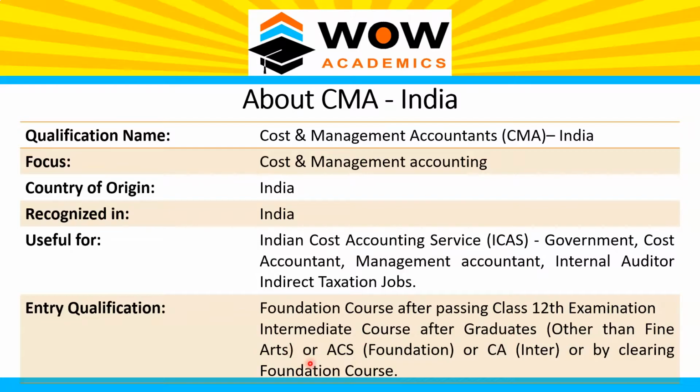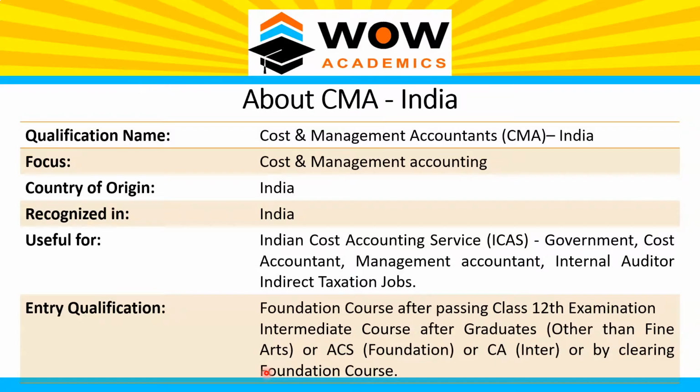Apart from that, if you have cleared the ACS foundation, you can enter inter directly. But if you are a CA, you should have completed CA inter, and then you can enter intermediate. Or by clearing the foundation course, you can also enter intermediate by the normal route, which is after completing foundation you can join inter. So that's about the entry qualification. There are two entry qualifications.